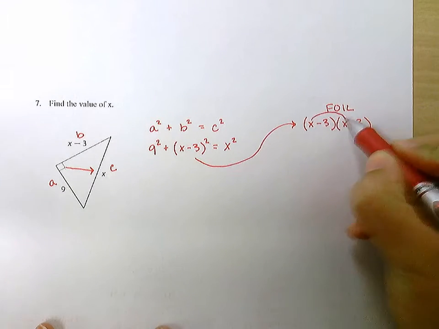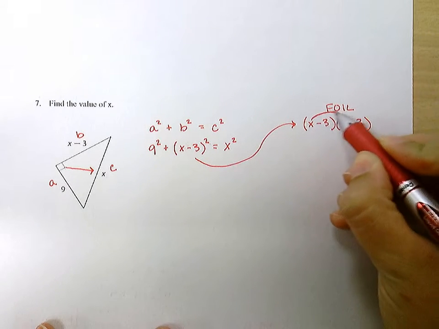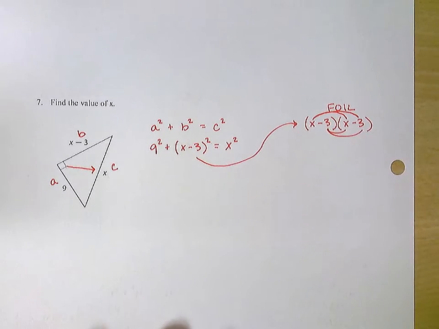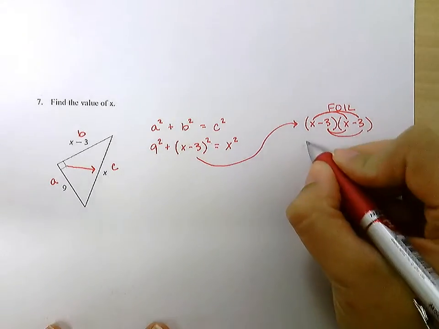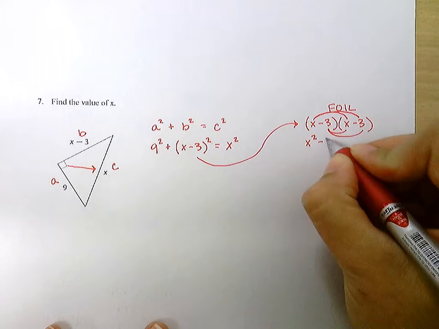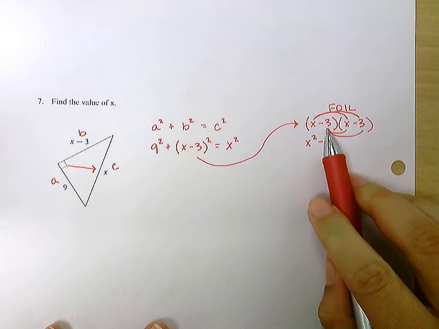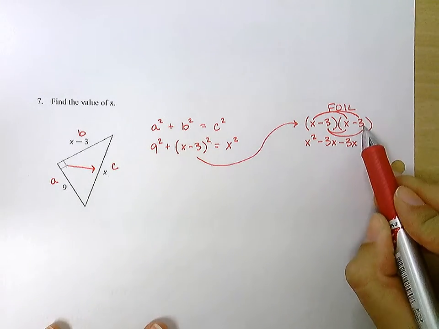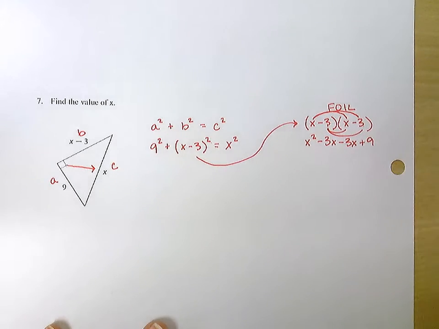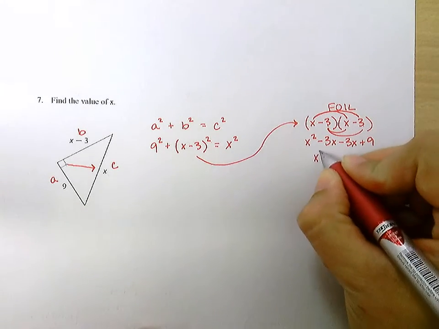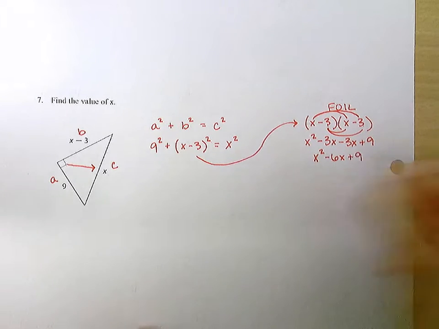Okay, so your first terms, your outer terms, your inner terms and your last terms. Okay, so x times x is x squared. x times negative 3 is negative 3x. Negative 3 times x is negative 3x. And negative 3 times negative 3 is positive 9. So once I actually square this quantity, I end up with x squared minus 6x plus 9.